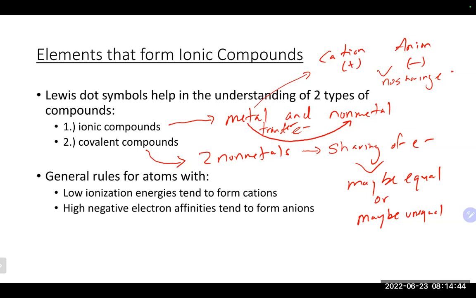So the general rules are atoms with very low ionization energies tend to form cations. Remember, ionization energy is the energy required to remove an electron. So if you have very low ionization energy, it doesn't take a lot of effort to remove the electron. And those with high negative electron affinity tend to form anions. Electron affinity, again, is the energy change that occurs when somebody gains an electron. So a high electron affinity means that they're more apt to gain electrons and become negatively charged. Any questions on that?